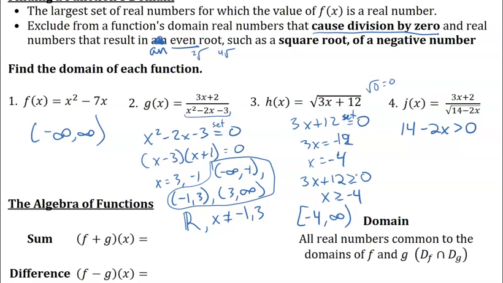Okay? So to solve this, I'm going to subtract 14, negative 2x is greater than negative 14, and then I'm going to divide by negative 2. If you remember from Algebra 1 topics, when we divide by a negative, we change the direction of the sign, so x is less than negative 7. So this is what x can be, or again in interval notation, negative infinity to negative 7, and here the end has to be open.